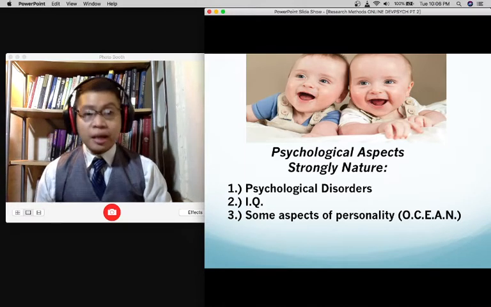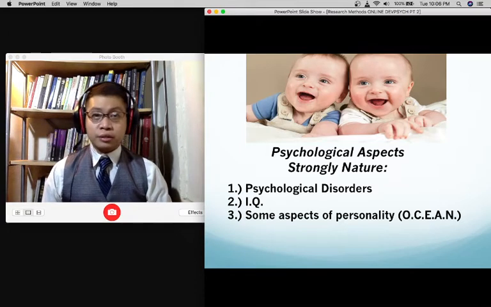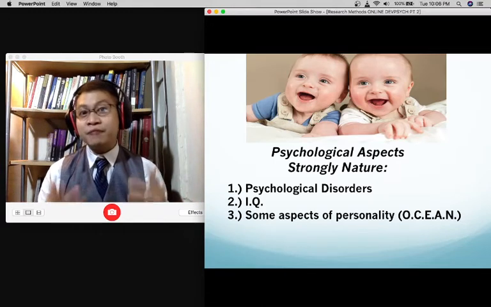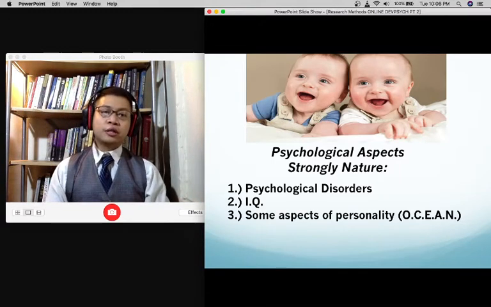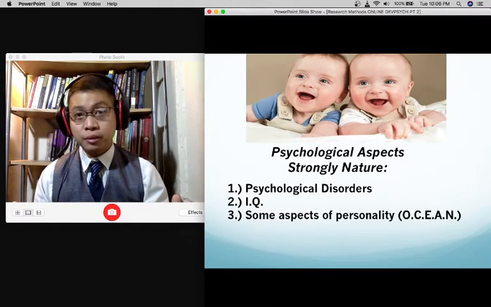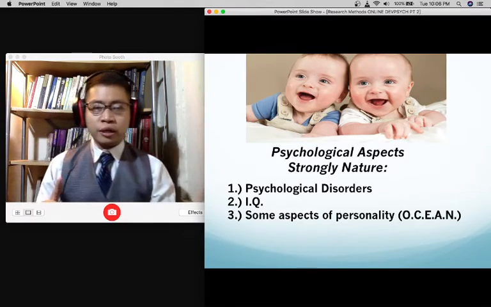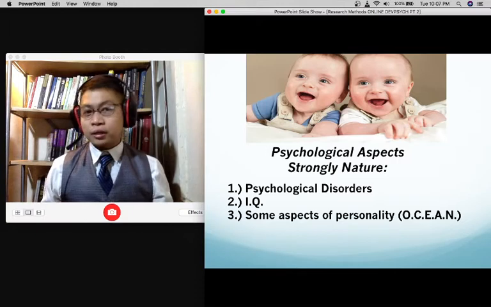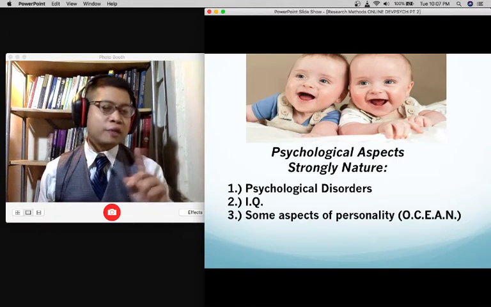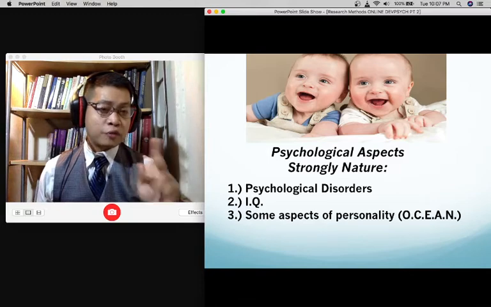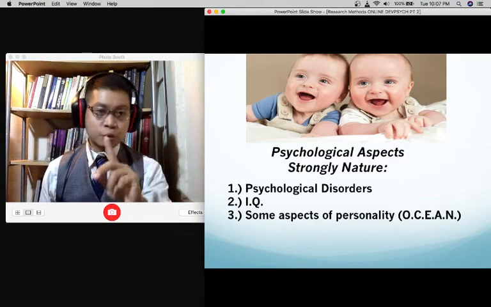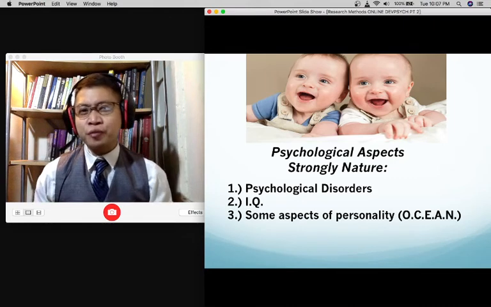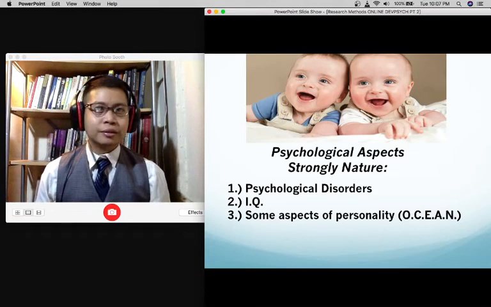Number 3, some aspects of your personality are also highly genetics. Now, you have to look at your personality as 5 separate components. You remember this, the big 5 theory. Ocean, openness, conscientiousness, extroversion, agreeableness, and neuroticism. Now, the thing is, some of this ocean is highly genetic, some of this ocean is highly environmental. Okay? Like what? Sa ocean, ano dyan ang one of the traits here that is very genetic? Guess what? Neuroticism. Diba? Your tendency to experience negative emotions, fearfulness, anxiety, worry, guilt, that is very genetics.